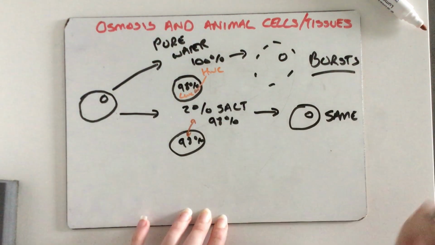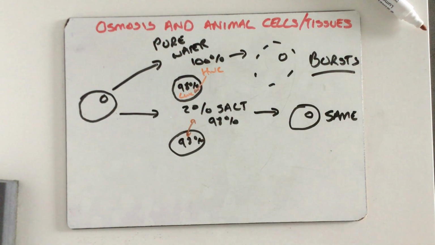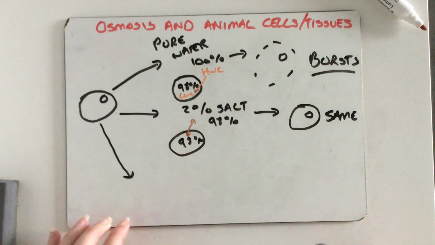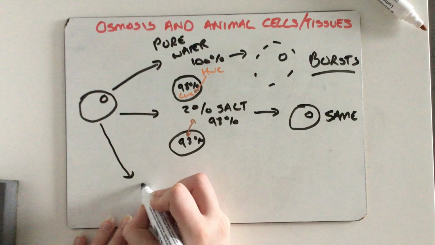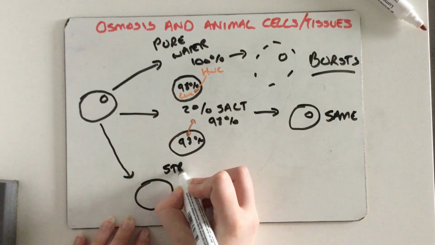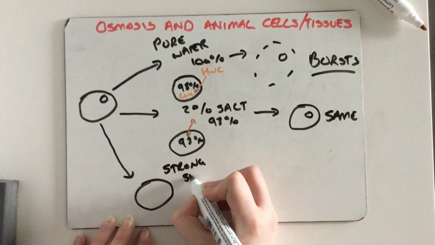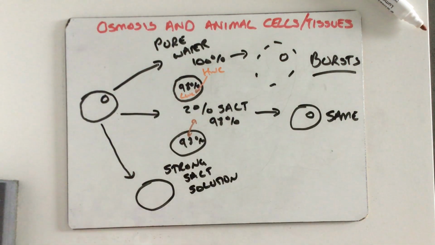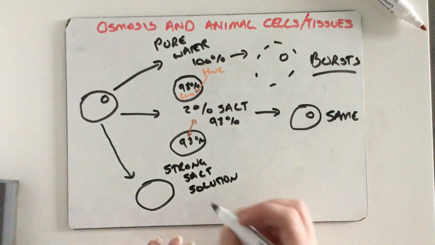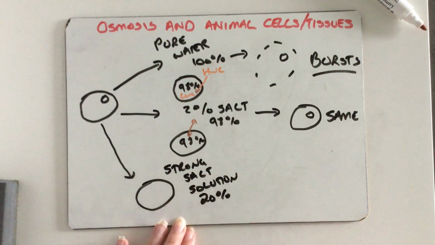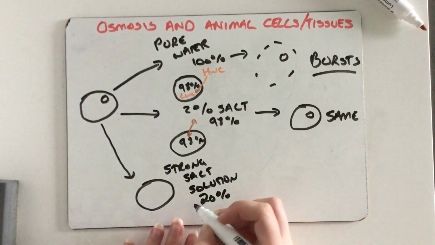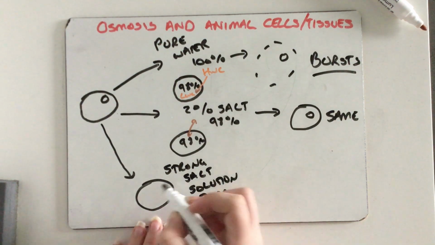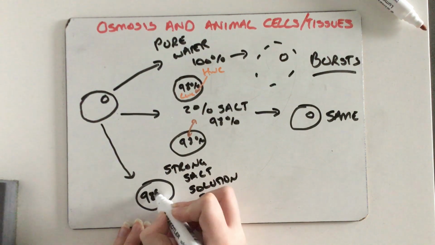Okay, finally, we're going to take our animal cell, and instead of placing it in pure water or 2% salt, we're now going to imagine that we've placed it inside a strong salt solution or sugar solution. Now sometimes they'll tell you what the concentration is, sometimes they won't. For this sake, let's imagine that it's 20% salt. So if it's 20% salt, that means it would be 80% water, which is what we're going to focus on, and inside the cell it would be 98% water, as we discussed before.